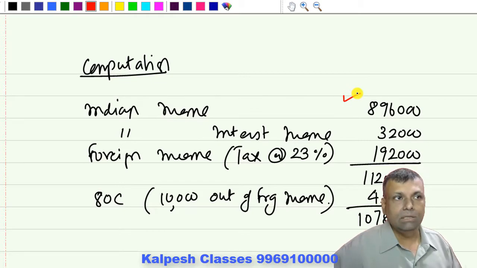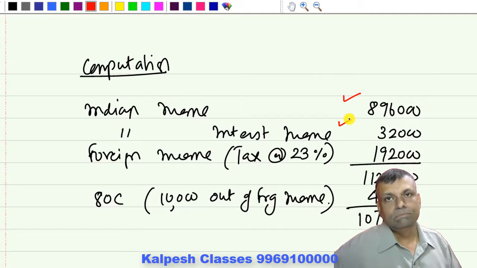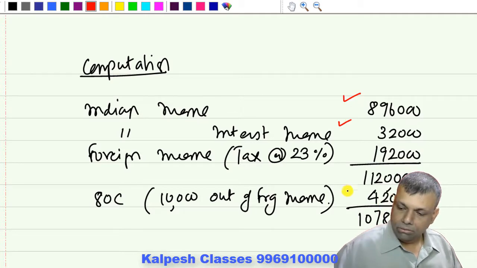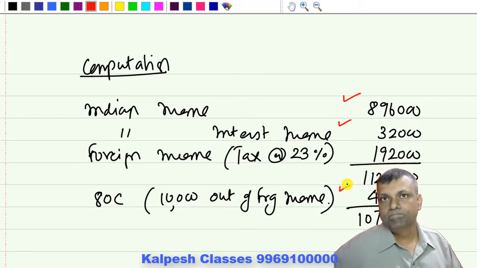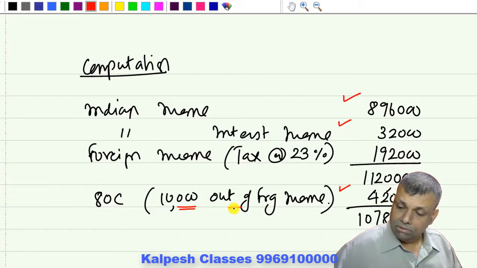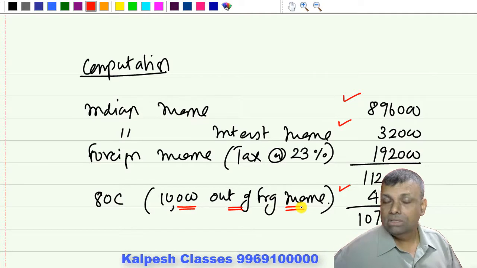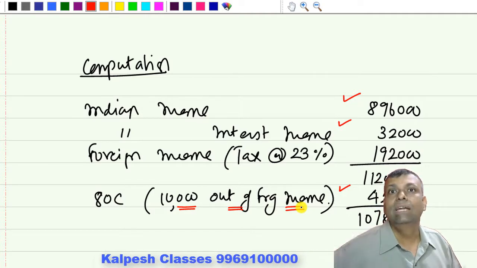Okay, 8,96,000. 32,000 is your Indian income. And 42,000 is your ATC deduction. Okay. So confusion will come that these 10,000 which is actually deposited out of the foreign income, will you consider it as a deduction against the Indian income?